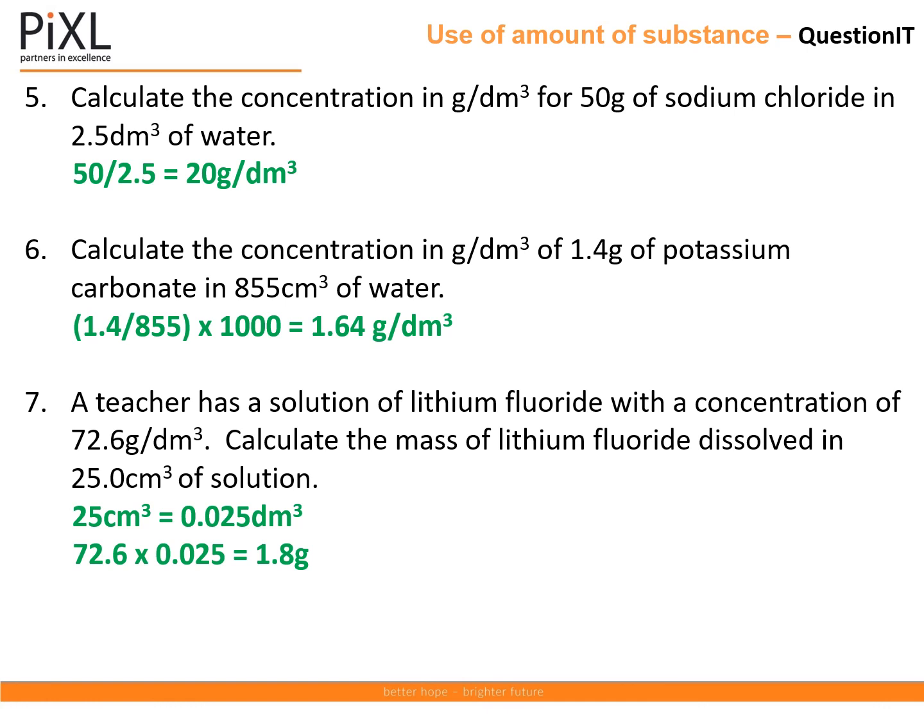In the final one, we've got 25 cm cube, so we need to change it to dm cube, so both units are the same, so we can't have dm and cm. And then once you've done the unit conversion, you will just times it by 72.6.